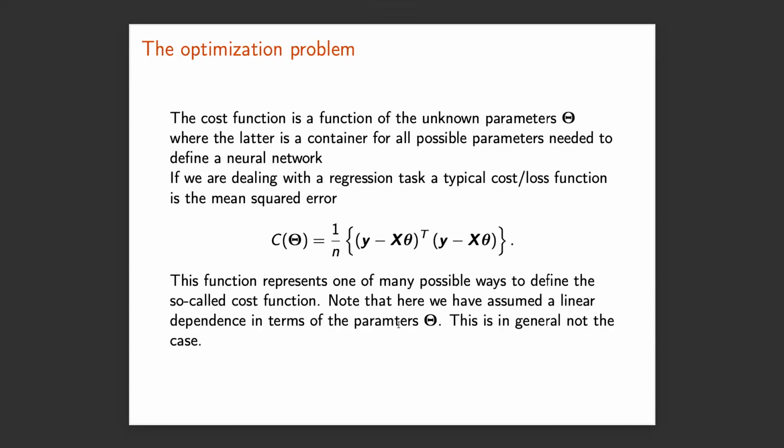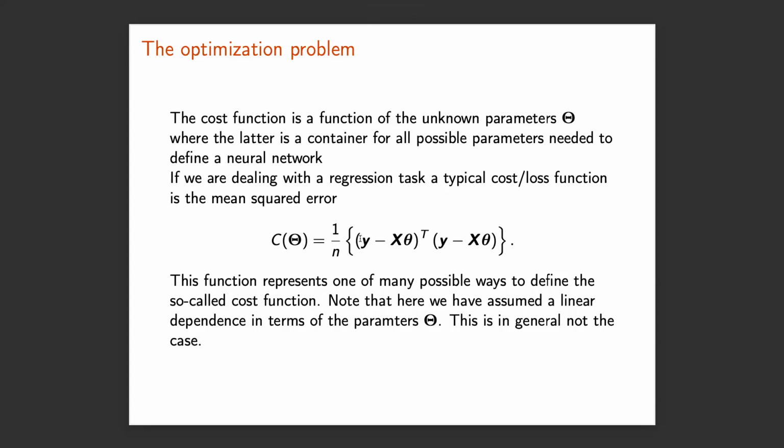And if you deal with linear regression, as we discussed quickly last week, then you would have a model which is linear in the unknown parameters. Pay attention that this is not the general case. If you deal with a neural network, there is not a linear dependence. What you should replace this with then is a function f, which depends on the input and the parameters theta. So just keep that in mind.